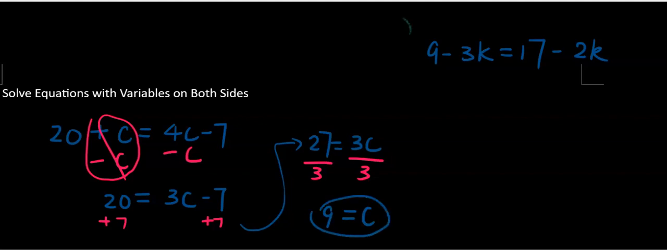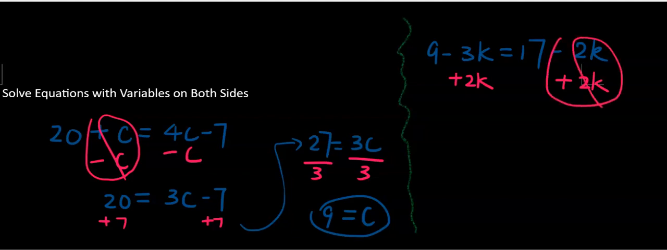All right. We're going to work on this one. Earlier, we let the variable stay on the right side. This time, we're going to try to let it stay on the left side to see what we get. Okay? All right. We're going to add 2k, add 2k. And we have cancel out. And negative k, copy down, 17.